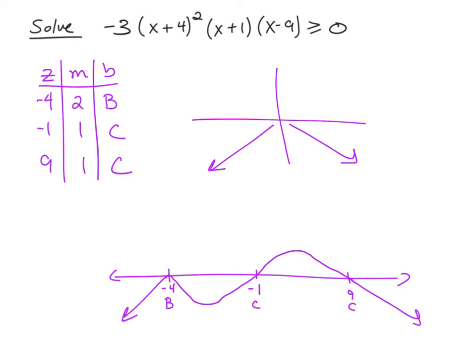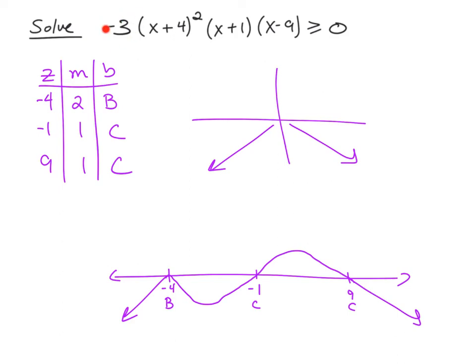Okay, so very quick explanation of everything that just happened. The zeros are found by setting each factor equal to 0. Subtract 4 from both sides, -4 is the 0. Subtract 1 from both sides, -1 is the 0. Add 9 to both sides, 9 is the 0. We can look for the multiplicities. The exponent for this 0 is 2. The exponent for this 0 was 1, so the multiplicity is 1. The exponent where this 0 came from is 1, so the multiplicity is 1.